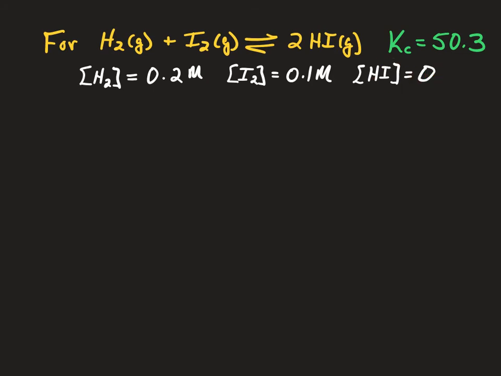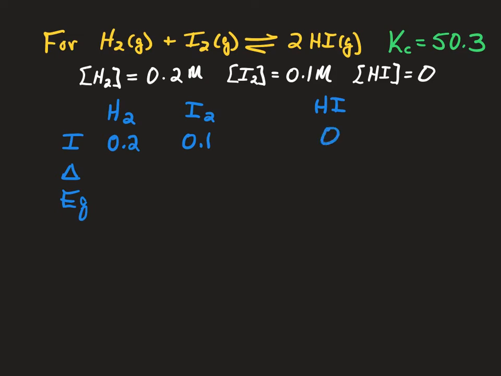And so we can set up our ICE table, right? We've got hydrogen, iodine, and hydrogen iodide. We've got our initial concentrations, the change, and equilibrium. It tells us, already in molar, that this is 0.2. These were given to 3 significant figures in the original problem, so we'll assume 3 significant figures through the problem. This is 0.1. This is 0.